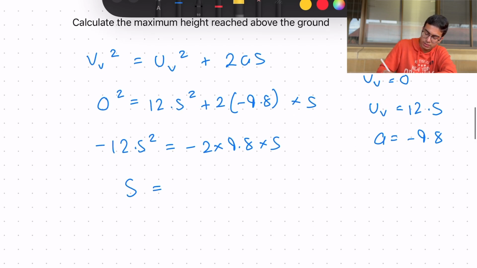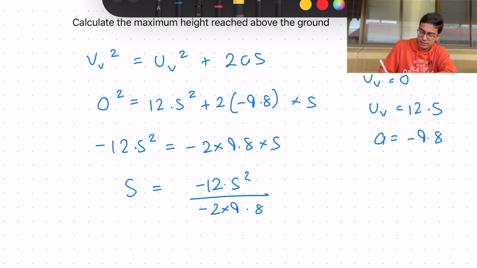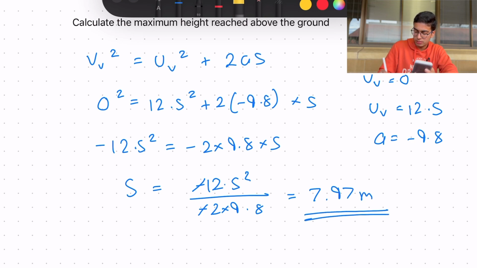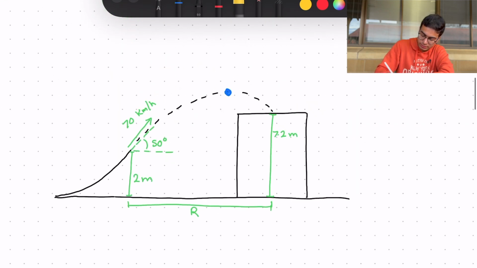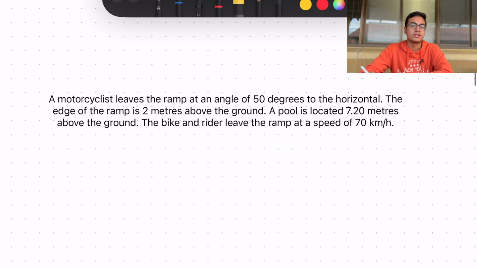So s is equal to negative 12.5 squared over negative 2 times 9.8. If we plug that into a calculator, we can see the negatives cancel out, so we don't need to worry about that. 12.5 squared divided by 2 times 9.8 gives us 7.97 meters. So remember to put our units. So that basically says that this here is 7.97. So that's our breakdown for this question, and hopefully you could see how to break down a very complicated looking physics problem.